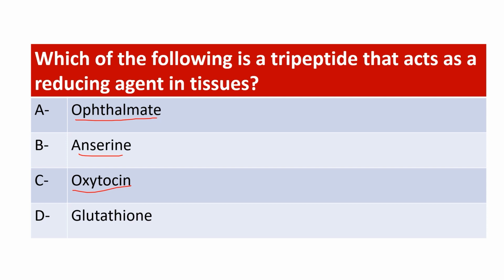And glutathione is a tripeptide that acts as a reducing agent in tissues. This is the answer. Glutathione is an important antioxidant that reduces oxidative stress in cells and neutralizes toxic compounds. It's a tripeptide: glutamyl, cysteine, glycine. So among the options, glutathione is consistent with the explanation. So this is the answer.